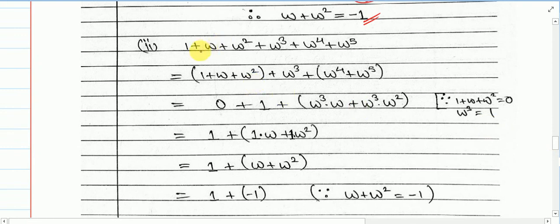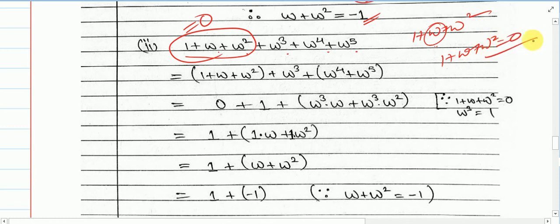Next is 1 plus omega square plus omega cube plus omega to the power 4 plus omega to the power 5, which we have to find. You can see the first three terms are nothing but 0 because we know this relation: if omega is a cube root of 1, then 1 plus omega plus omega square is always 0. So the first three terms equal 0.